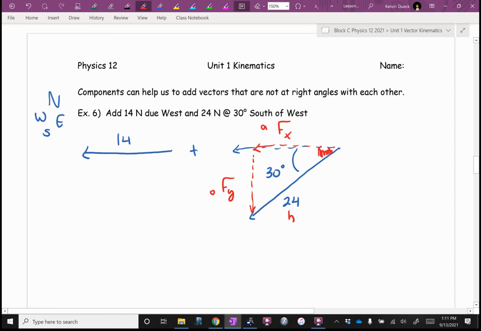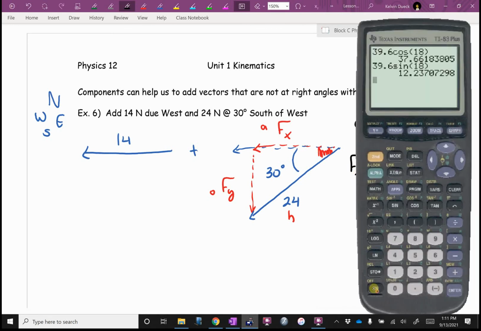What do you want to find first? Doesn't matter. Let's go fx first. Liz, which trig function am I going to use to find fx? Cosine. It's going to be cosine of 30 equals fx over 24. I think it's going to be 24 cos 30. Is that right, Liz? Did you get 20 point? Now, since this is not my final answer, I'm going to carry some extra sig figs. And in fact, I noticed just after the 6, there's a 0. So I'll stop there. I'll go 20.7846.